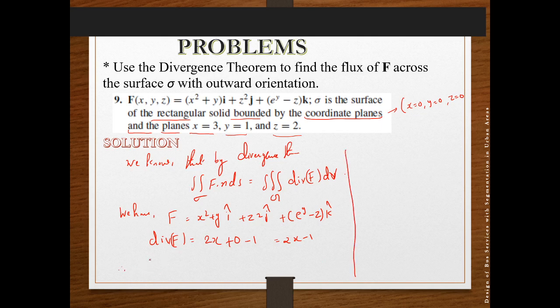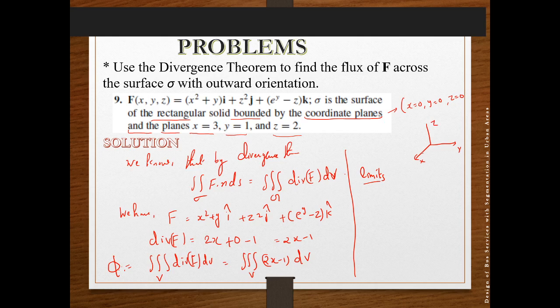Now we will find the triple integral over V of div f dV. This is actually equal to the flux by the divergence theorem: the triple integral over V of 2x minus 1 dV. Now we have to find the limits. So this is our x, y, z, and this is actually a rectangular box.